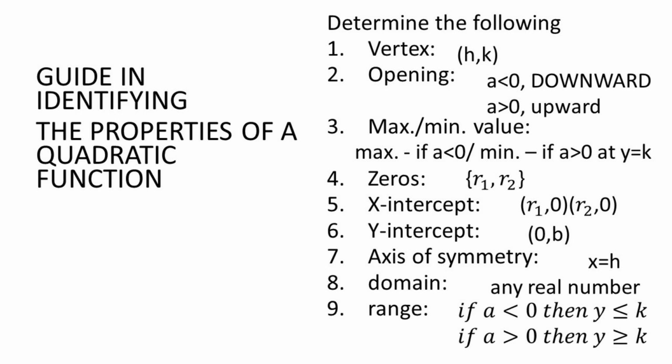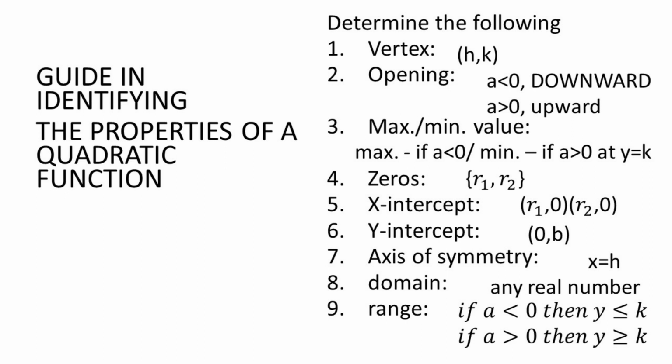If a is less than 0, therefore there is a maximum value at y is equal to k, the y coordinate of our vertex. If a is greater than 0, therefore it has a minimum value at y is equal to k.